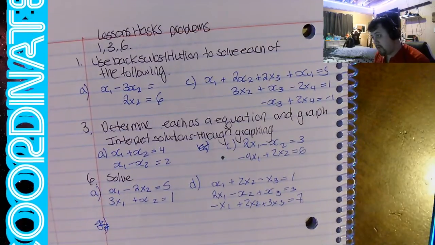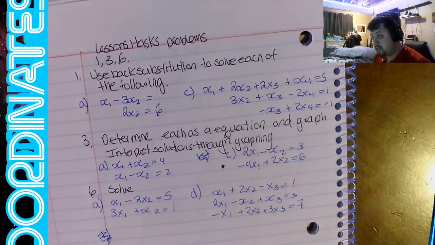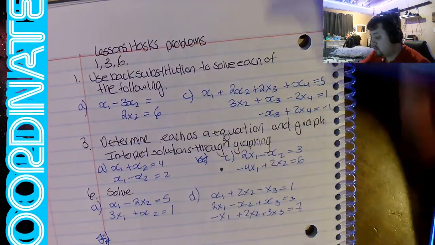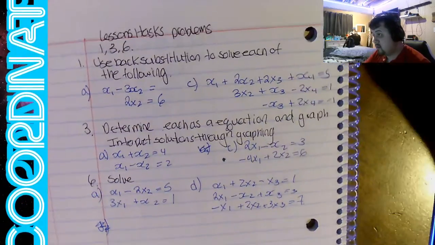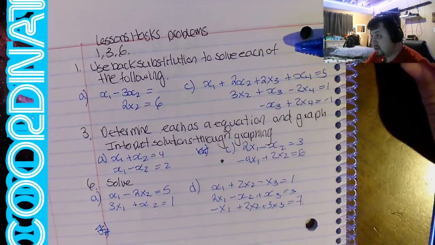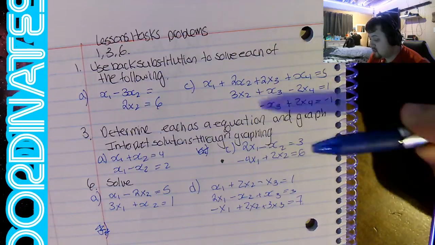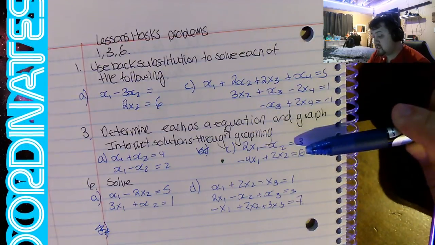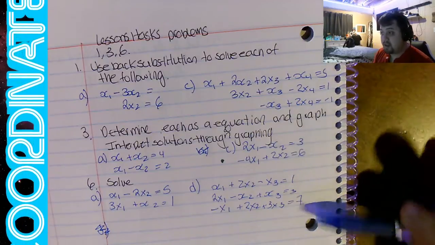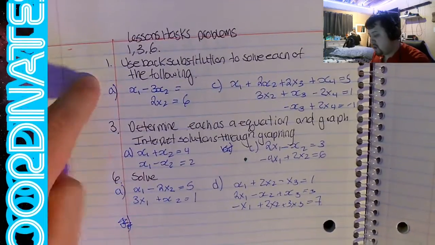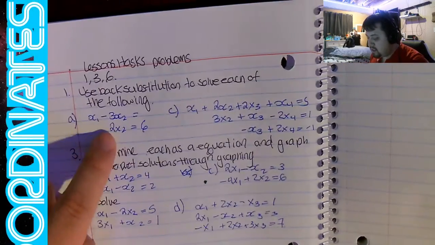So, again, for lesson 1, task 1 for linear algebra, we're going to go through each of these questions. There's back substitution, determining solutions through graphing, and solving equations essentially through linear algebra. We're going to start off with question 1, and it's A, which is this one right here.